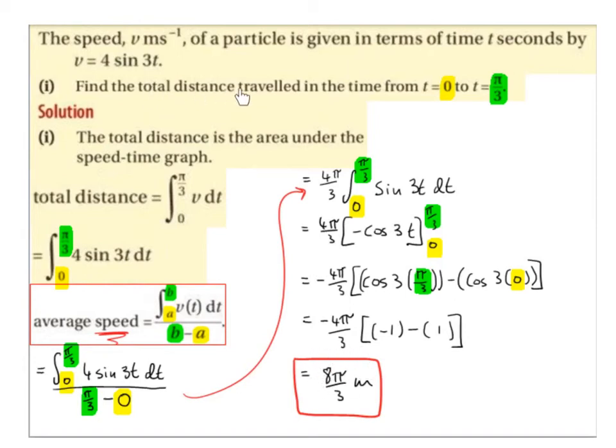So the total distance travelled in the time from t equals 0 to t equals pi over 3 is 8 pi over 3 meters. This is the total distance travelled. And this was got by getting the area under the speed time graph.